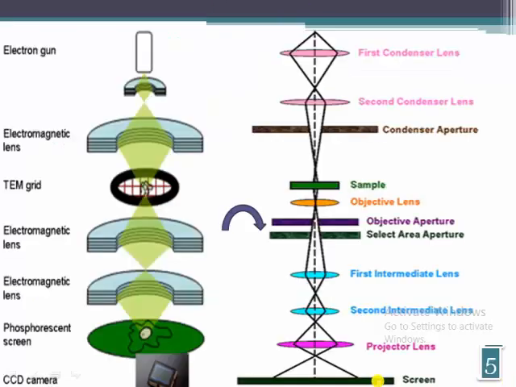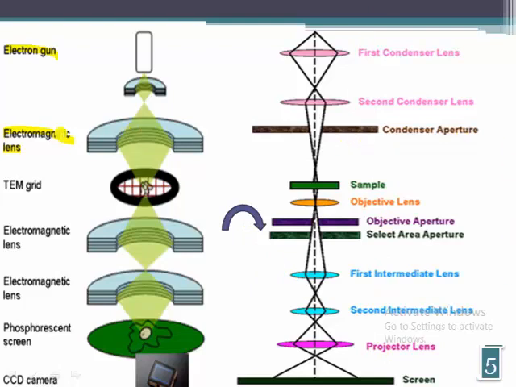So first of all, this is the instrumentation part. See, I have taken two pictures over here. First, there will be the electron gun. It will emit the electrons. It acts as an emission source. After that, there is the electromagnetic lens. See, here there are three types of lenses. You can see this schematic diagram.